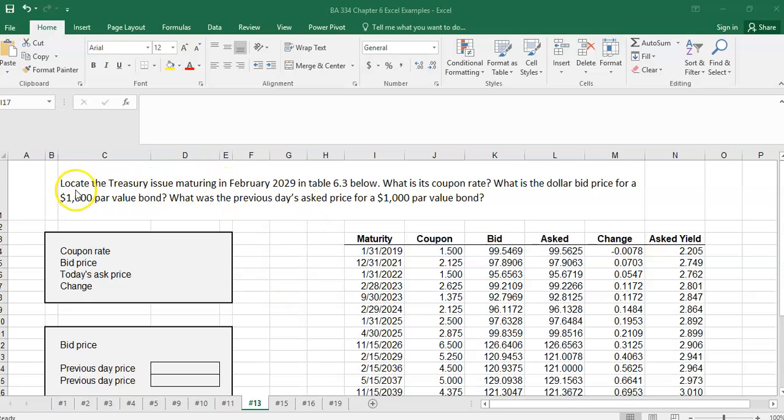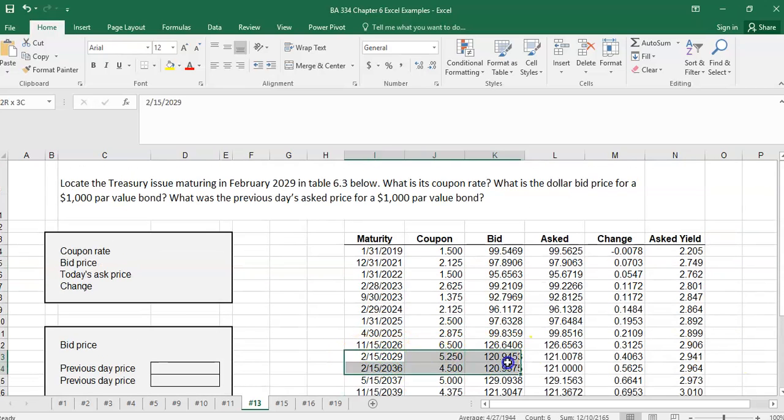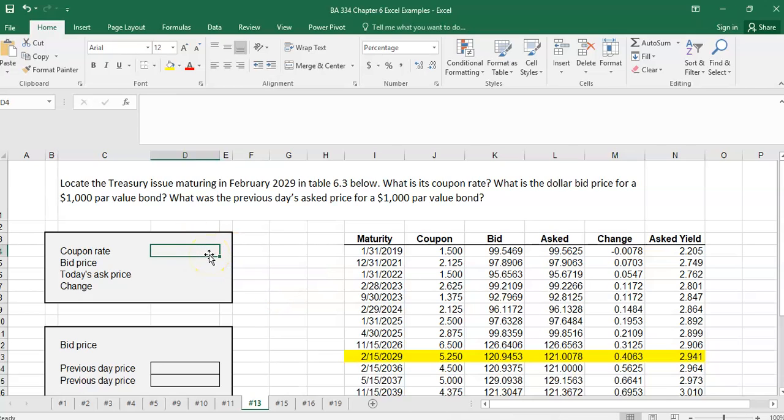So what it wants to know is we want to locate the Treasury issue maturing February 2029 and then fill in all of this information for it. So first we need to find the one in 2029. And there's only one, and it's this row here. So we can highlight that so we keep it up. So we have a lot of different information on it. First, the coupon rate, and the coupon is 5.250. I typed that in, but I could have also just copied it or done an equal.